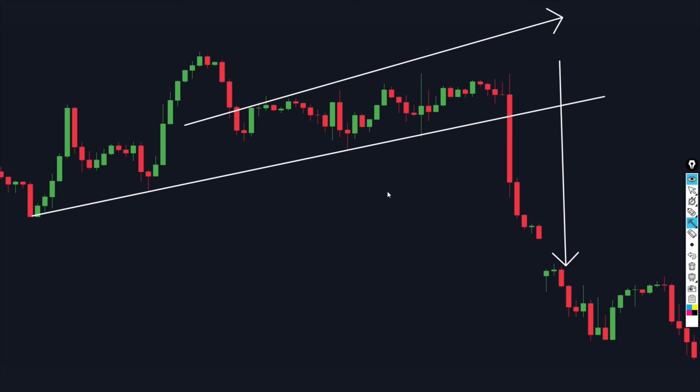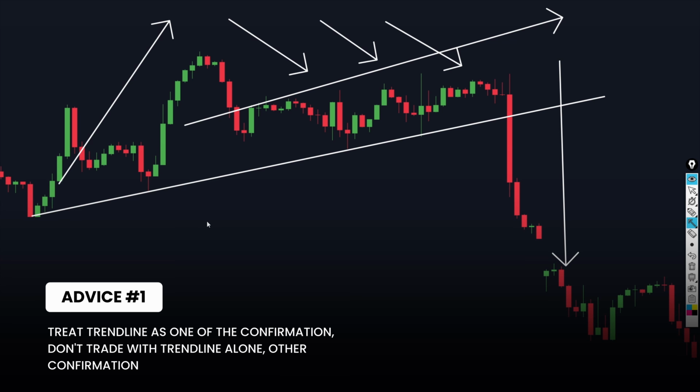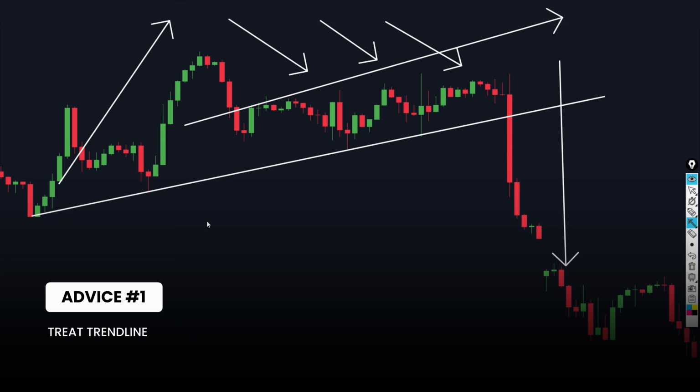There are other factors, like you can see the momentum was dead here. The market was not moving sharply in the upward direction, so the volume was also missing. So other factors are also important, which we will talk about in this video later. Treat a trend line breakout as one of the confirmations, but do not rely completely on it.